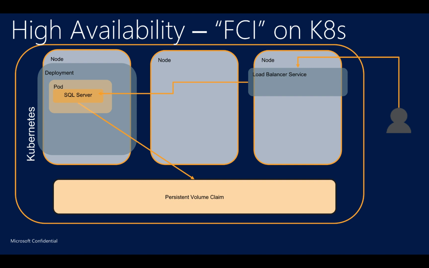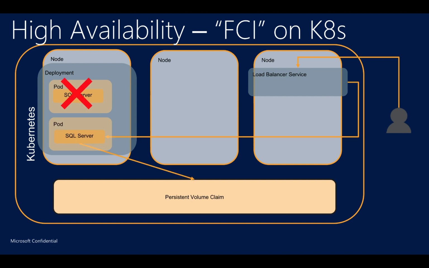Then if the pod for some reason fails, Kubernetes will automatically redeploy a new pod. The service will be updated to point to that new pod, and the pod will mount back to that same persistent volume claim, where it can see the data files that are stored on that shared storage, and it will recover the database using those database files that exist on that shared storage.